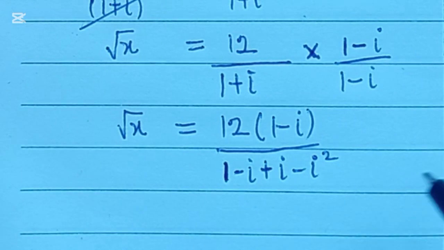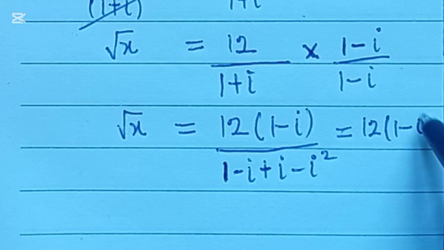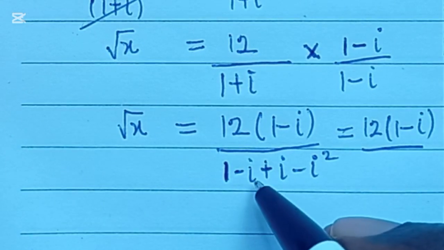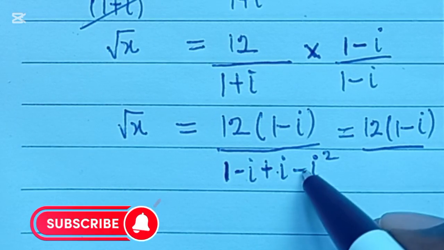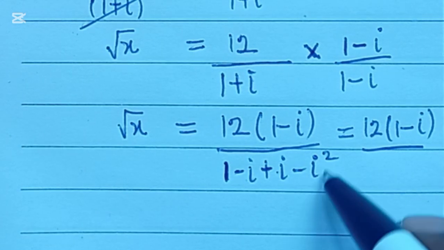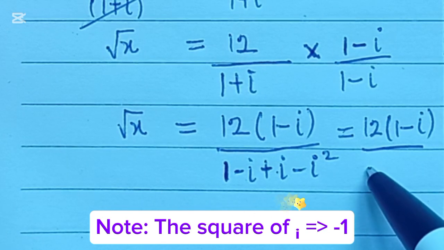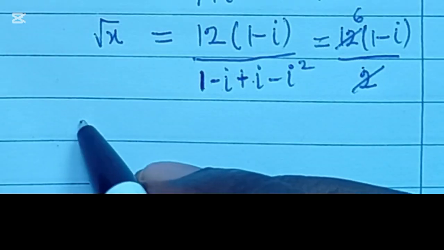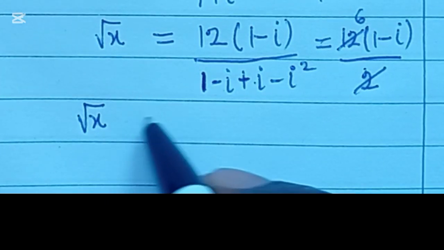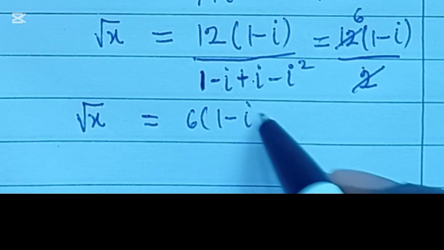And when we expand this, we can now see that this becomes 12 bracket 1 minus i all over. i and i cancels out here, and we are left with 1 minus, when you square i, you get minus 1 times this, you get 1 plus 1, which is 2. So from here, we just get 6. So we get that the square root of x is equal to 6 bracket 1 minus i.